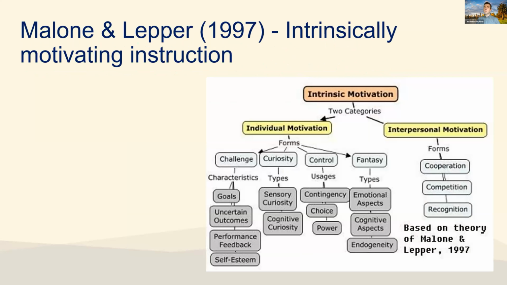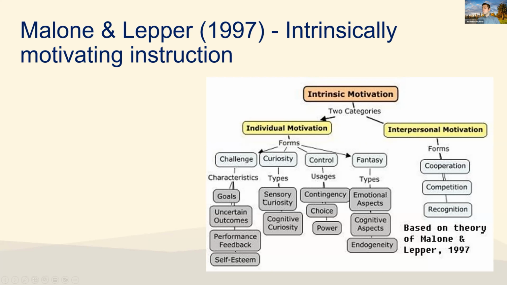And it's built on some theory around game-based learning, in particular the work of Malone and Lepper, 1997. They came up with this idea of intrinsically motivating instruction, and they talked about how we can use elements from games and stories to create more motivating learning. And you'll see on my slides these 4 elements: challenge, curiosity, control, and fantasy. So making sure that learners have goals which have an uncertain outcome, and they get performance feedback, and that helps them to build self-esteem within their knowledge of the subject.